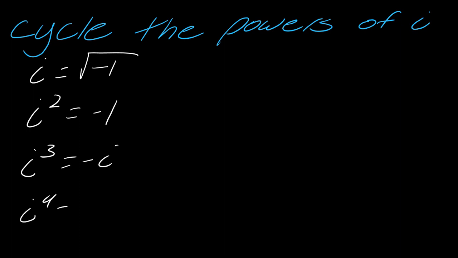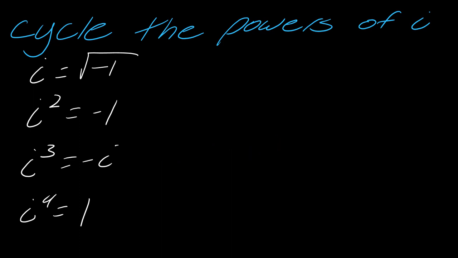And now, what is i to the fourth? Well, i to the fourth is found by multiplying the previous step. So maybe I'll just write the details here. Negative i times i. So I multiply the previous step by i again. This equals negative i squared. So i squared is equal to negative 1, but there's a negative in front here. So I'd have negative negative 1, which just equals 1.